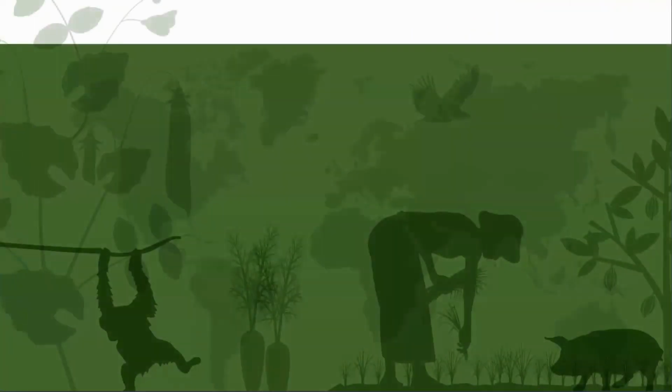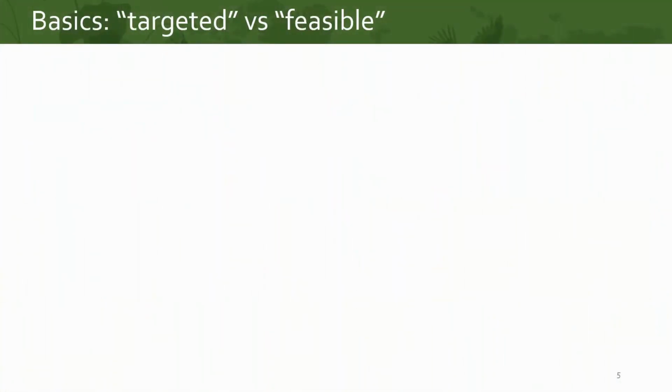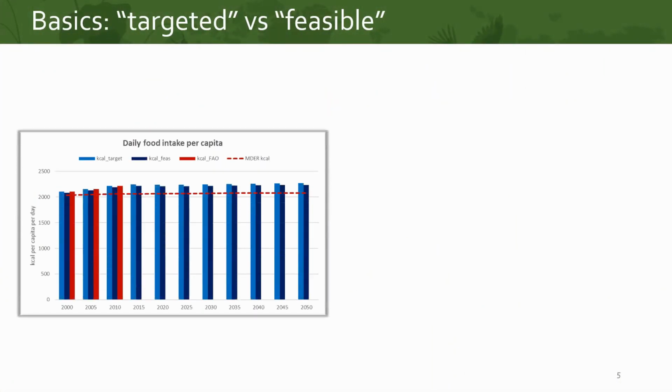The first important distinction relevant for all calculations in the FABLE model is the difference between targeted and feasible. This graph shows the calculation of human dietary consumption in terms of daily food intake per capita. You can notice that there are three columns: the red-colored ones, which measure historical values, the dark blue columns, which measure feasible consumption, and the lighter blue columns, which measure targeted consumption.